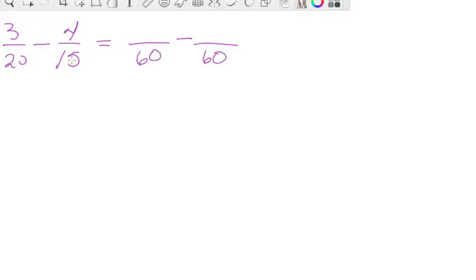Why 60? Because 15 times, what is it? 15 times 4 is 60. So let's multiply both top and bottom by 4. And what multiple do we multiply 20 by to get 60? 3. Good. So we would multiply both numerator and denominator by 3. Okay? 3 times 3 is 9. 4 times 4 is 16.